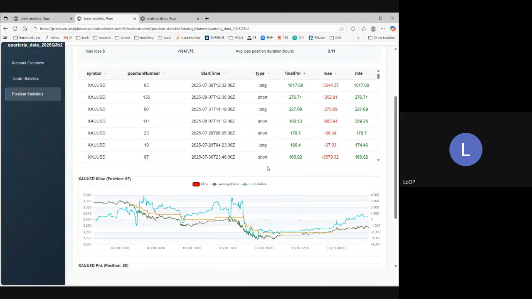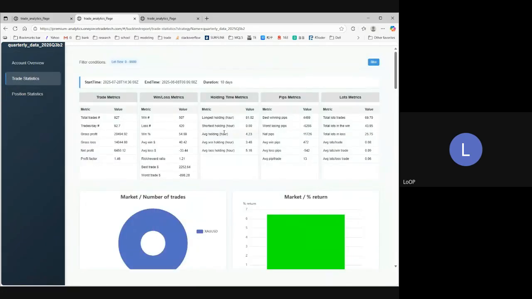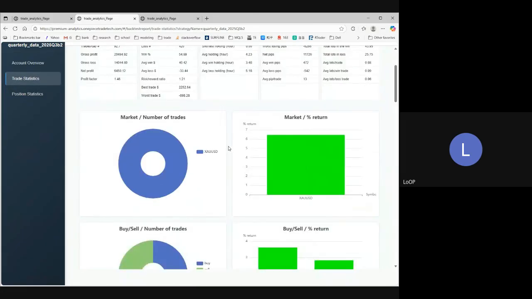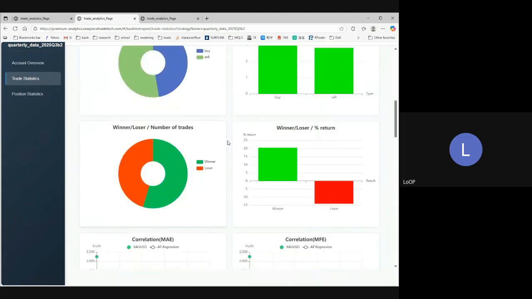Now, going to other parts of this report, in general there is a lot of information we can get from this reporting system. I hope this can help fellow traders in evaluating their performance and in helping make their trading operations better.